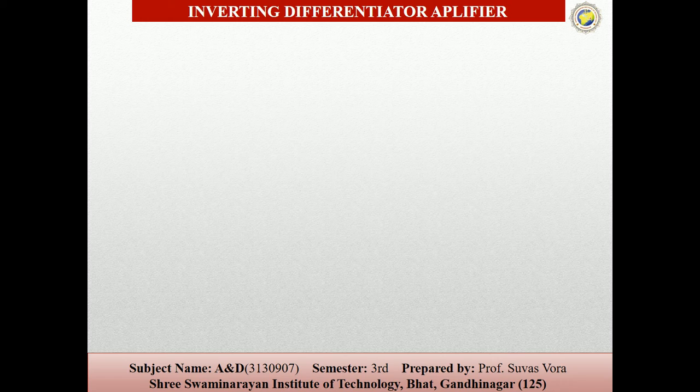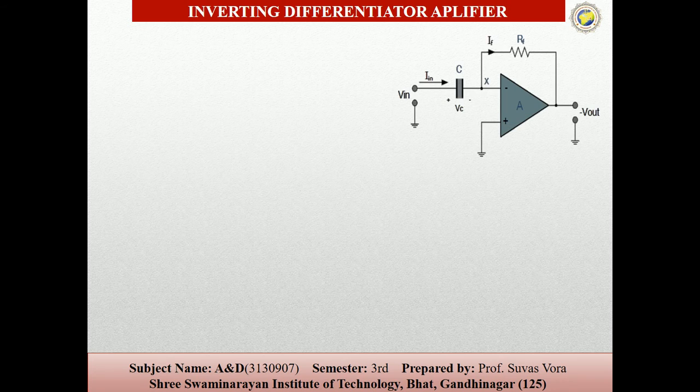Now the differentiator. The differentiator circuit is one whose output is the differential of the input, and the differentiator circuit using the op-amp has G at 0.